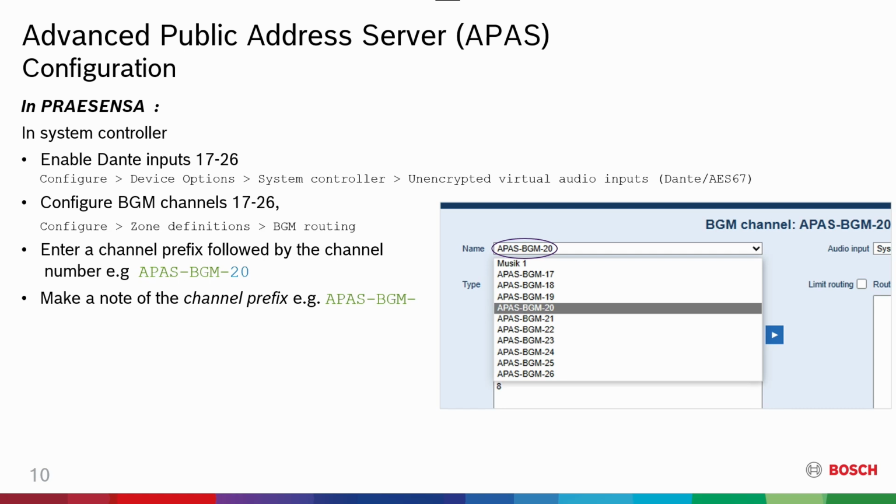Then we also need to configure them in BGM routing. We don't route them to zones, we just need to add them in with a prefix, as you can see on the right hand side here. APAS-BGM- is our prefix, and we're going to use that same prefix throughout and make sure we're consistent, as it will be replicated in the APAS configuration as well. So make a note of that prefix before you configure APAS.